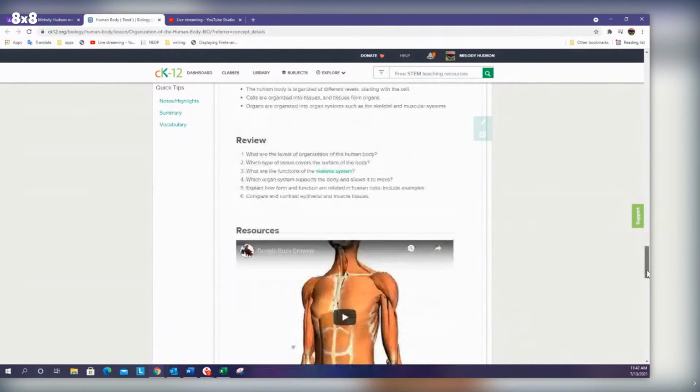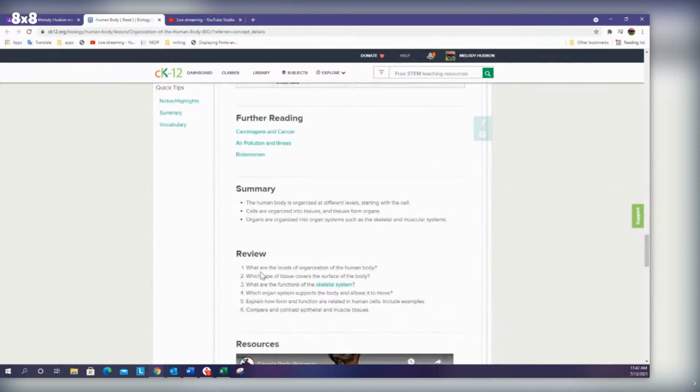So what I would like for you to take a look at is the review. What are the levels of organization? What kind of tissue covers the surface of the body? What are the functions of the skeletal system?